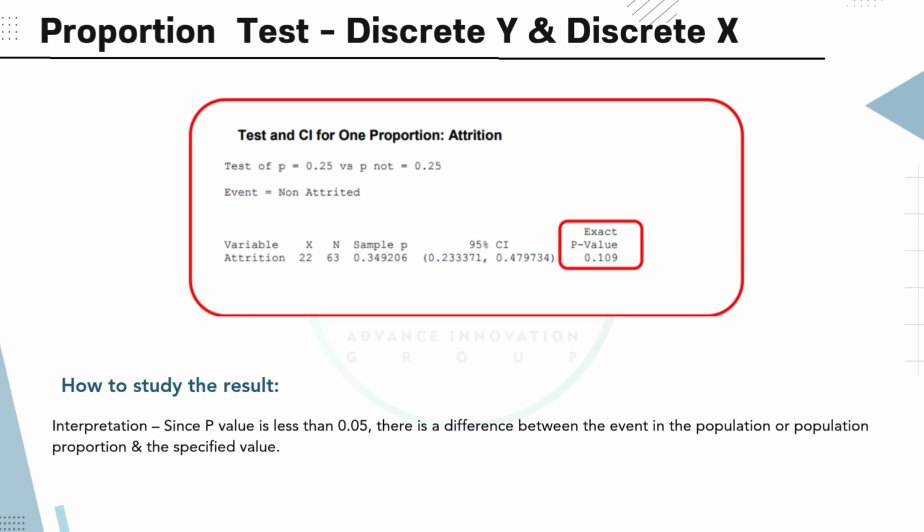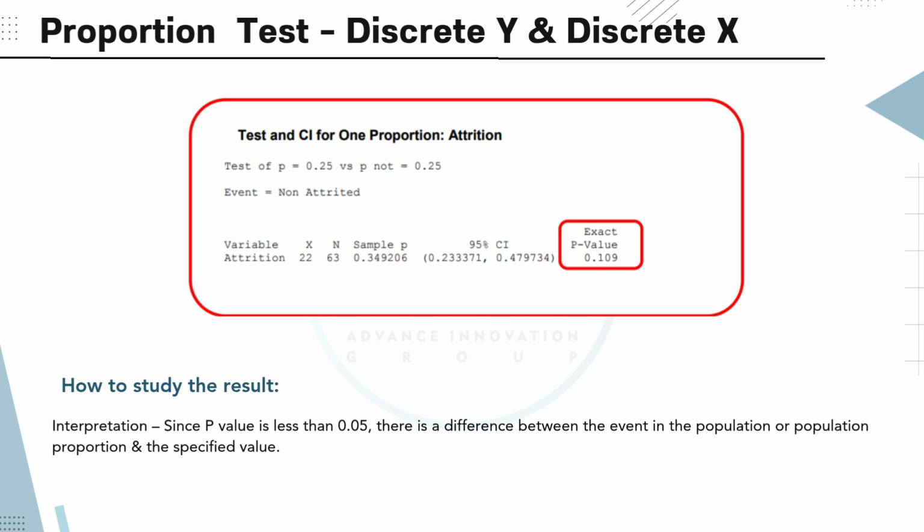According to the interpretation guideline mentioned, if the p-value is less than 0.05, we reject the null hypothesis and conclude that there is a significant difference between the sample proportion and the specified value. However, in this case, the p-value is 0.109, which is greater than 0.05. This means we fail to reject the null hypothesis. So we do not have enough statistical evidence to say that the observed proportion is significantly different from the hypothesized value of 25%.